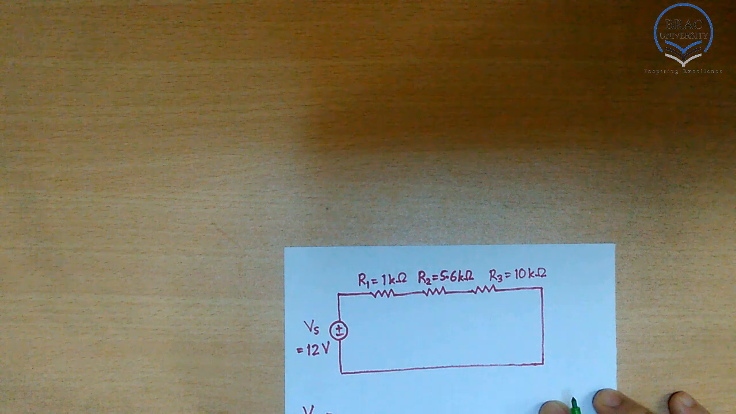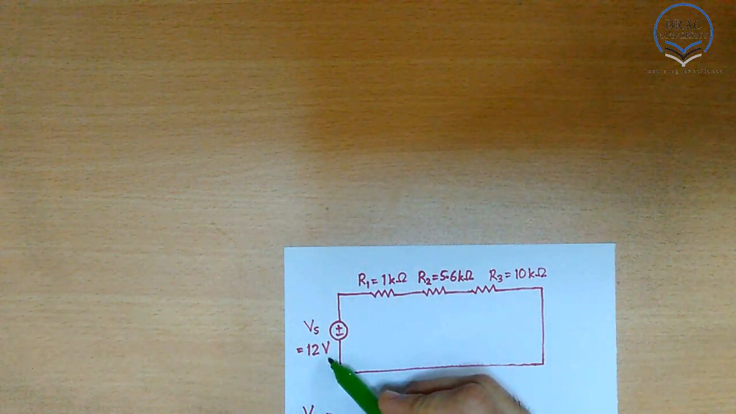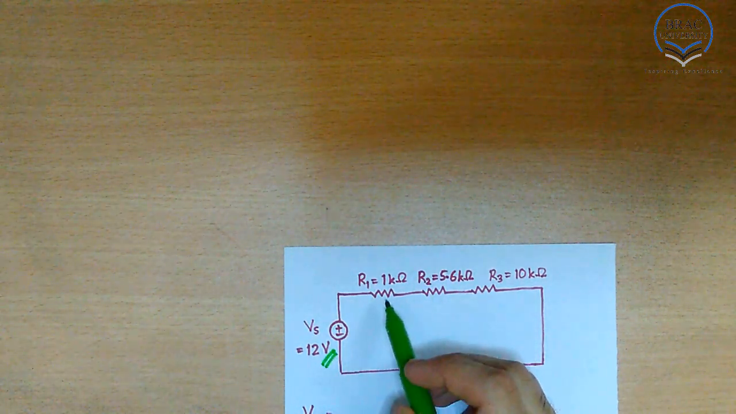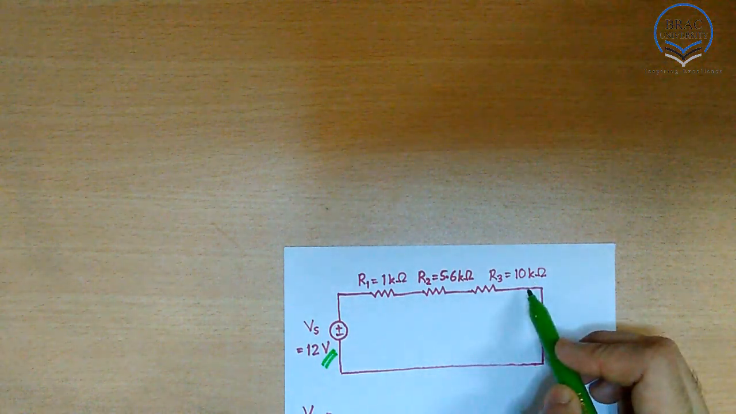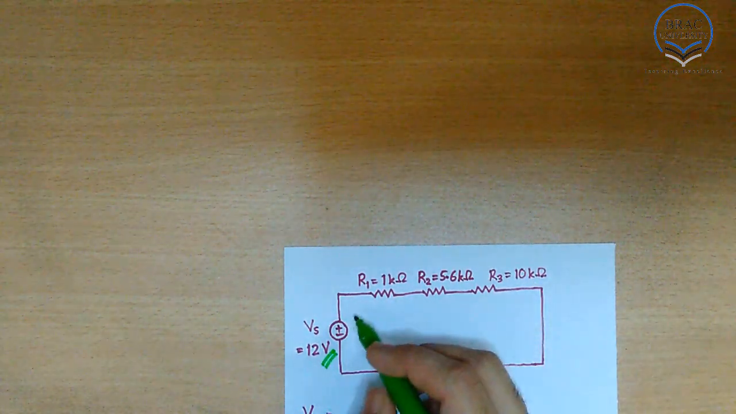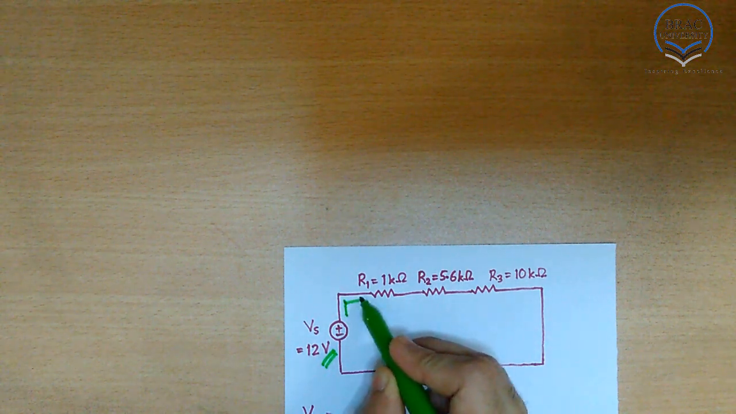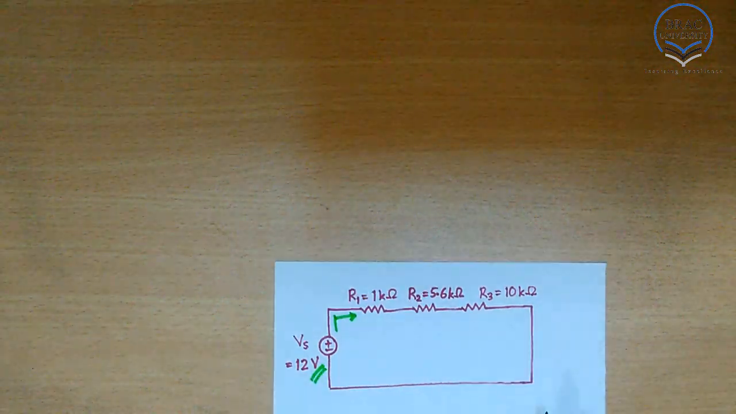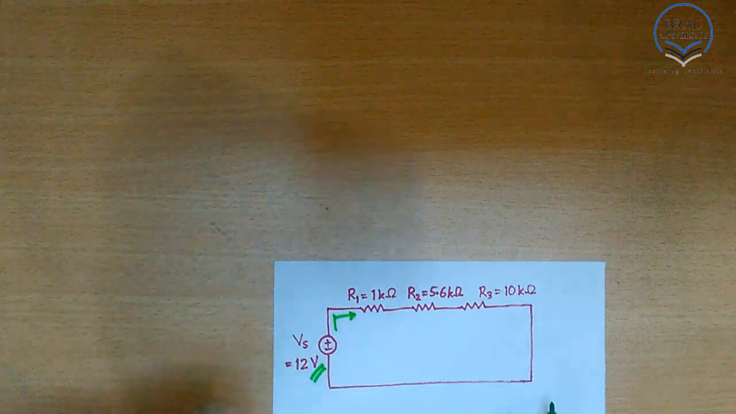Now we are going to construct a series circuit, and in this circuit our voltage source is 12 volt and we have three resistances: 1 kilo ohm, 5.6 kilo ohm and 10 kilo ohm. And you can see there is only one path for current to flow here. So this circuit is a series circuit. To construct this circuit, we are going to use our breadboard.